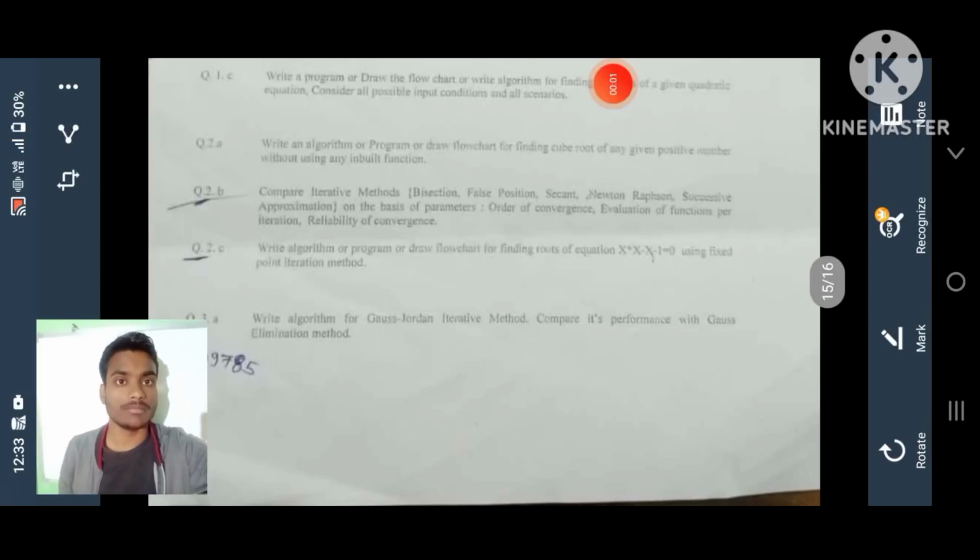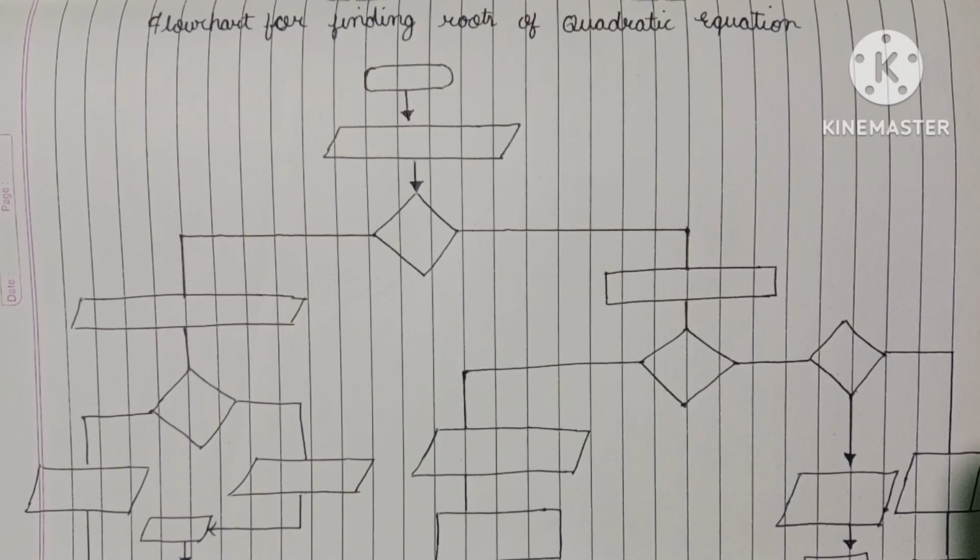So our question number 1, part C is: write a program or draw the flowchart or write an algorithm for finding the roots of a given quadratic equation. Consider all possible input conditions and all scenarios. So let's solve the question. Let's start the answer with writing a flowchart for finding the roots of a quadratic equation.